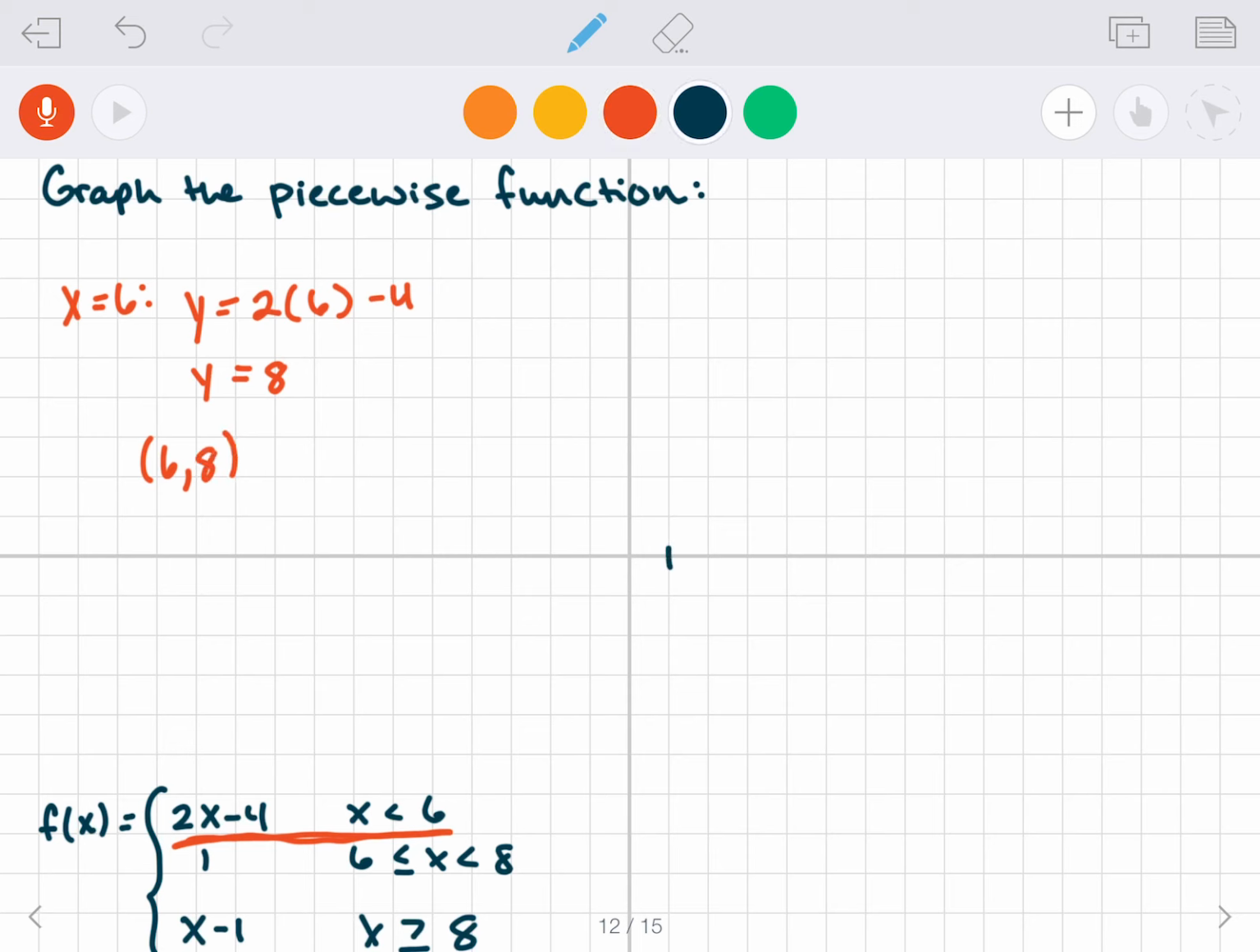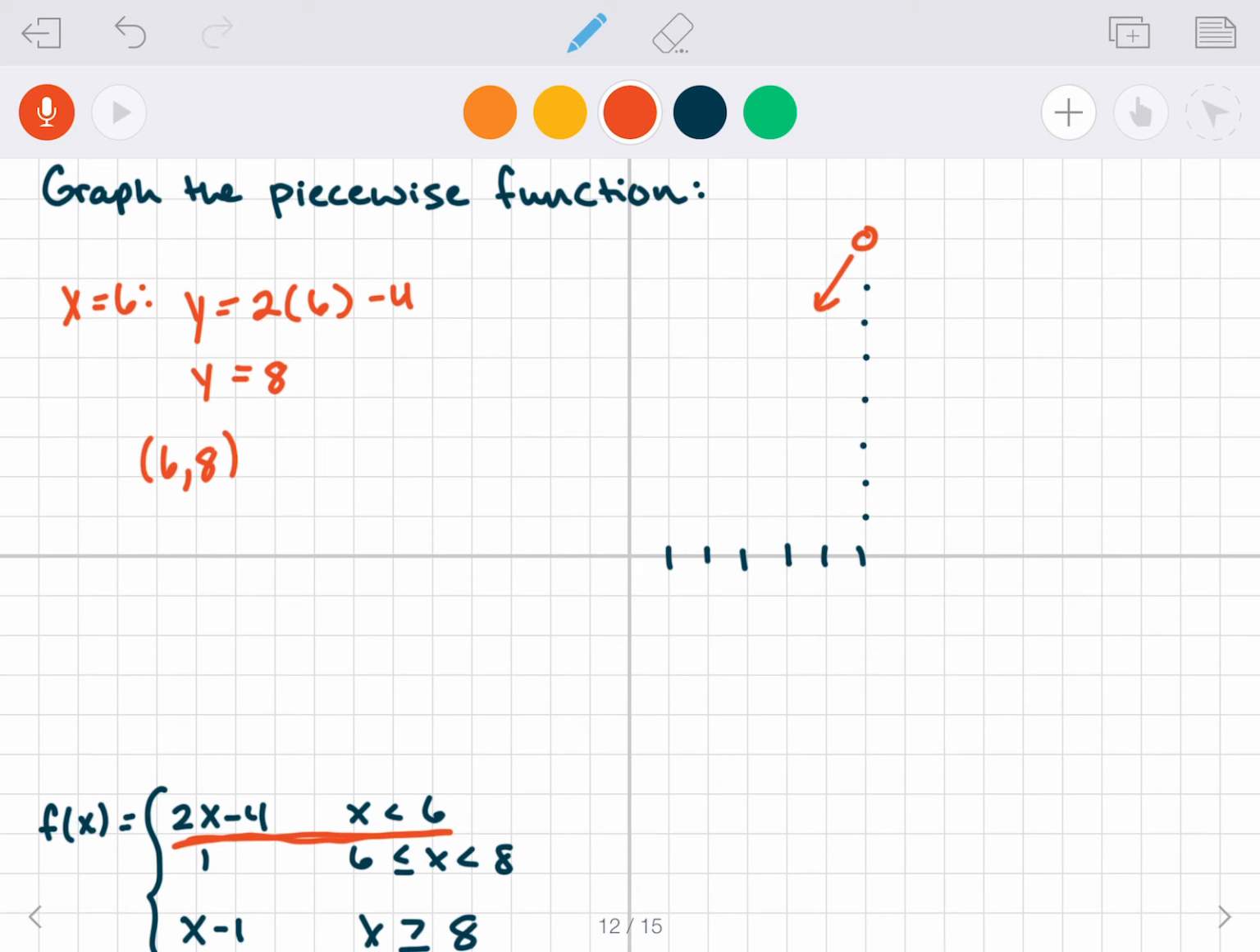So 1, 2, 3, 4, 5, 6, and 1, 2, 3, 4, 5, 6, 7, 8. Actually, it should be an open dot because of the strictly less than sign. So x is strictly less than 6, so it needs to go in this direction.